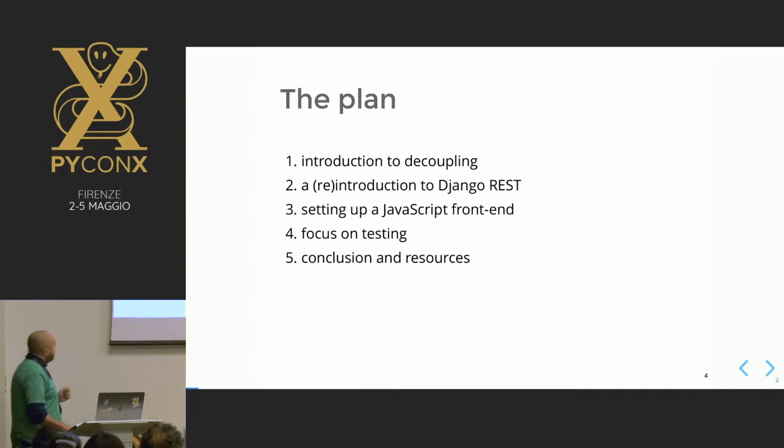So let's see the plan of this talk. There will be an introduction to decoupling, to the terminology mostly. And this talk is aimed mostly at beginners. If you're a more experienced developer, consider this as a reintroduction to Django REST and Django. And then we will see how to set up a JavaScript frontend, namely with React. And there's a lot of focus on testing because I'm a bit paranoid about testing. And then there will be a conclusion and resources.